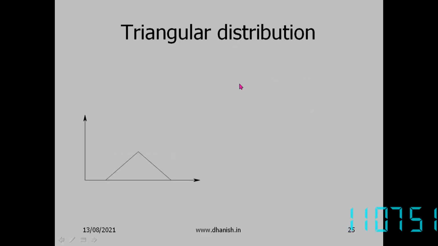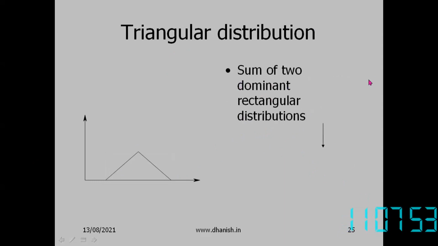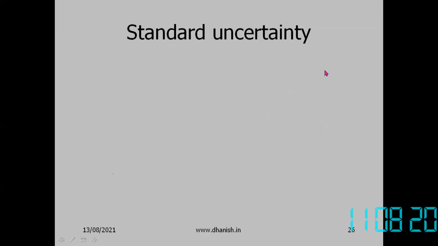Then triangular distribution is the sum or difference also of 2 dominant rectangular distributions, and is modeled using a triangular distribution. So if you take 2 readings using a digital stopwatch and take the difference in times, the resultant difference in time will be triangularly distributed. So the shape is triangular.